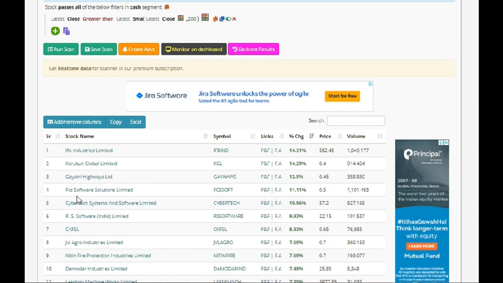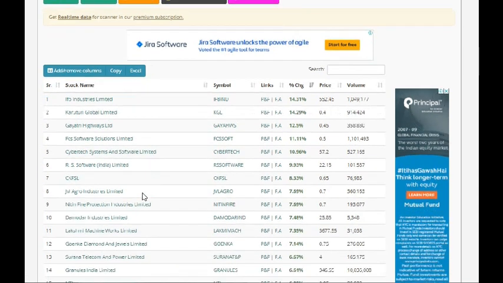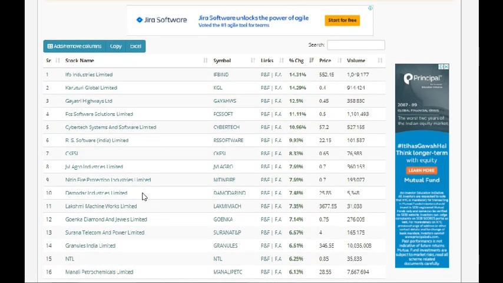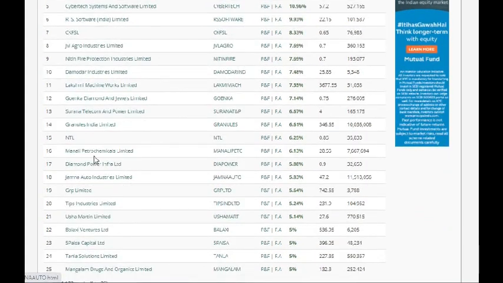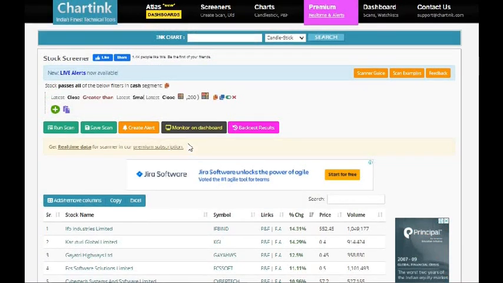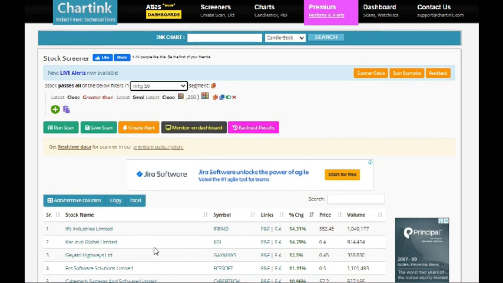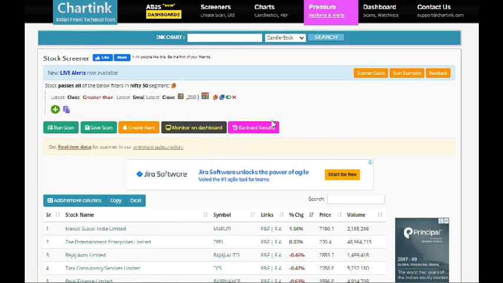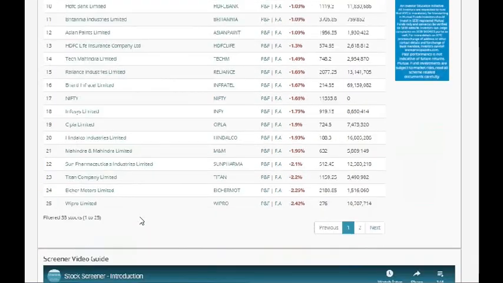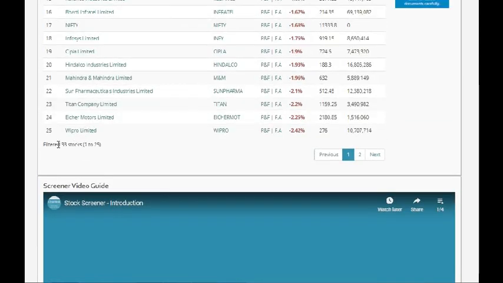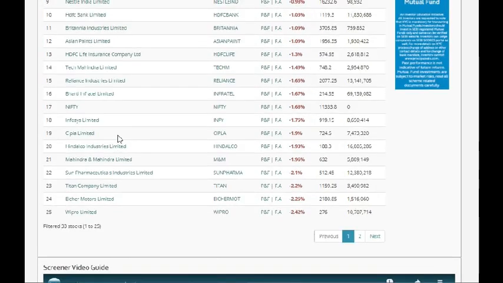Let's take one and post it in our trading platform to see if this is correct. So which one do we take? Anything famous? We can even change this from cash segment to futures or Nifty 50, so that we get stocks from Nifty 50. So 33 stocks in Nifty 50 are trading above the 200-day moving average.